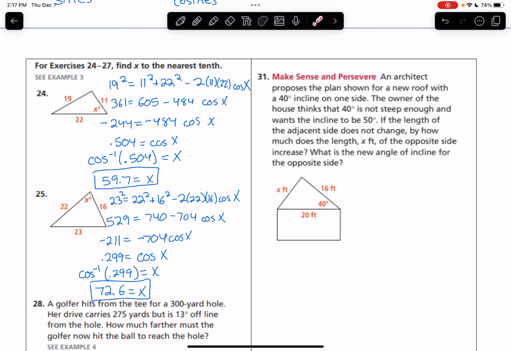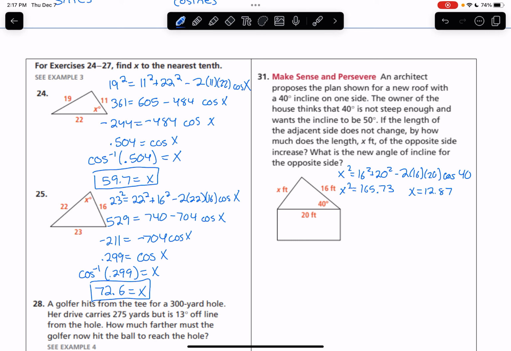So what we're going to do first is find the length of the side x such as it is now, using the law of cosines. So x squared equals 16 squared plus 20 squared minus 2 times 16 times 20 cosine of 40. That is going to give us x squared equals 165.73, and then we can take the square root of that and get x equals 12.87. So right now, there's 12.87 feet right there.